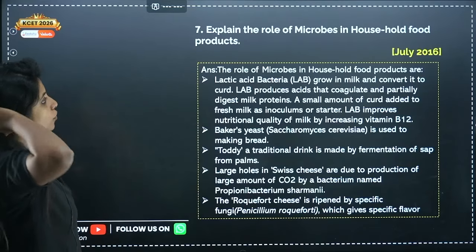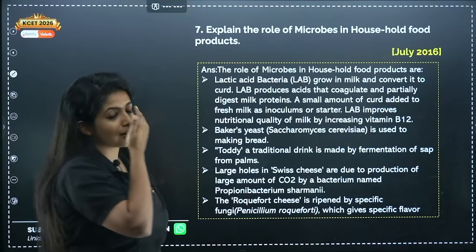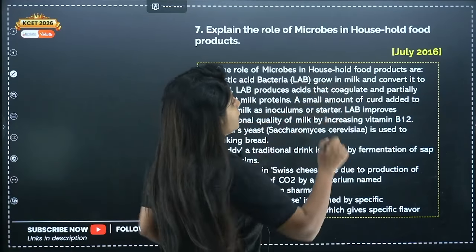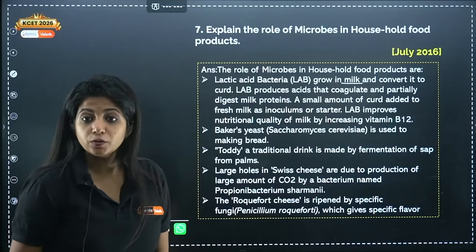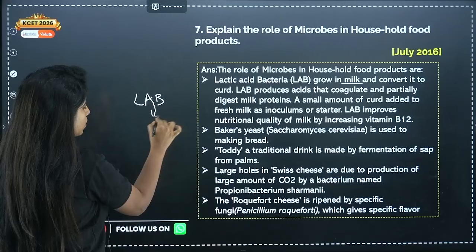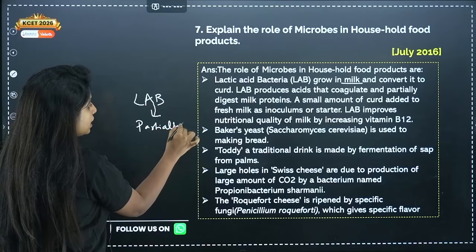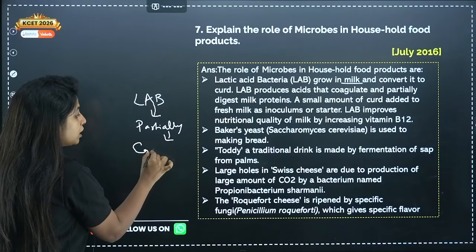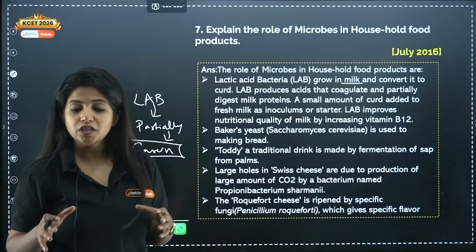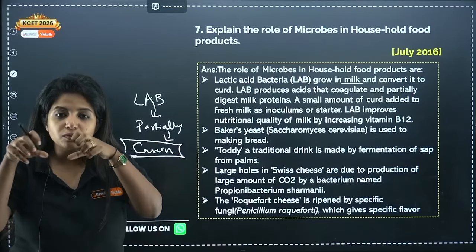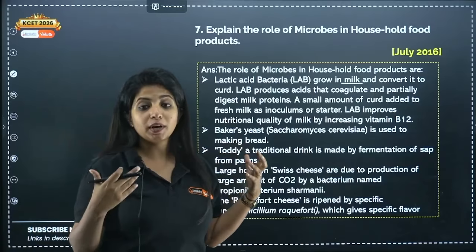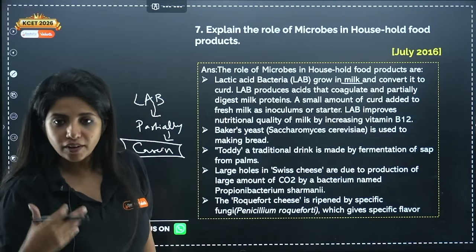Now explain the role of microbes in household food products. Where does a microbe play a very important role in the household, my dear children? Lactic acid bacteria are grown in milk, and they convert it into curd. Basically, lactic acid bacteria partially break down the milk protein, which is casein. Casein is a milk protein, partially digested by the lactic acid bacteria, which is why you have small clumps. Always remember, while it does that, it also releases vitamin B12, which increases the nutritional value.